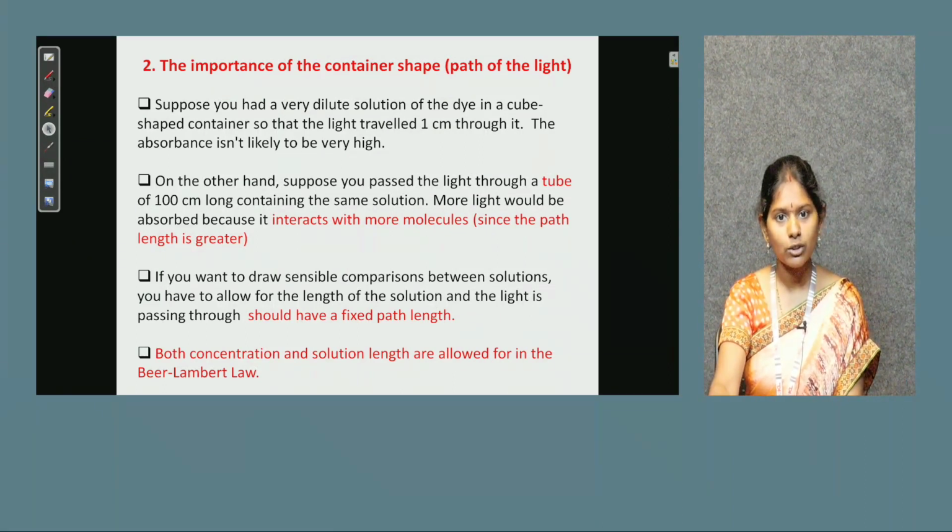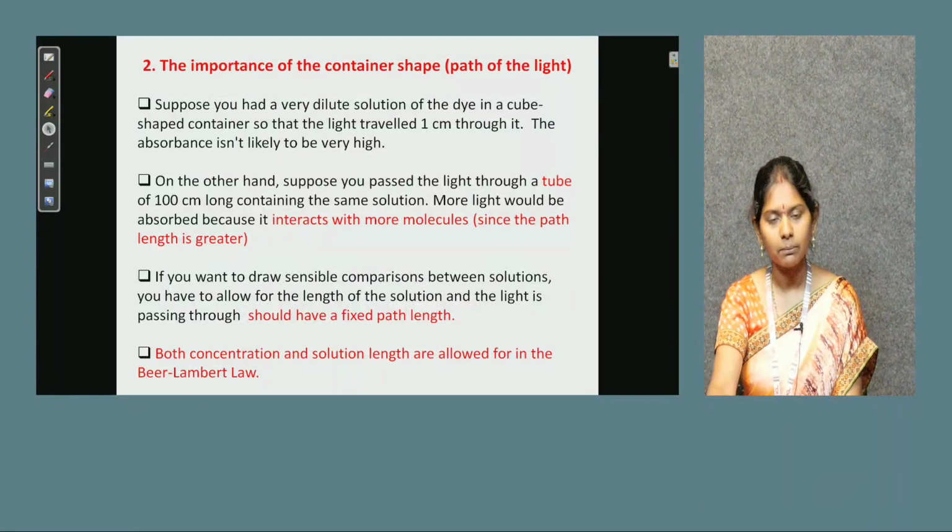Similarly, if you want to draw sensible comparisons between solutions, you have to allow for the length of the solution the light is passing through, and the light should have a fixed wavelength. If you are taking a series of solutions and want to calculate the concentration or absorbance of them, you have to use the same shape of container for the whole series. If the shape of the container changes, the path length changes, and the absorbance also changes. Hence both concentration and path length are followed by Beer-Lambert's law.